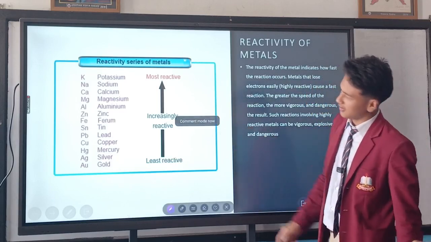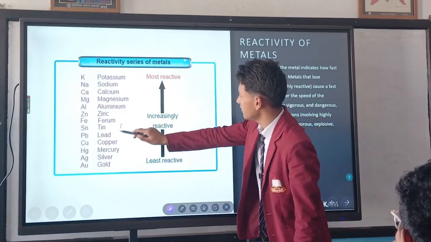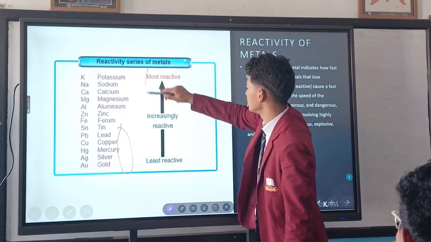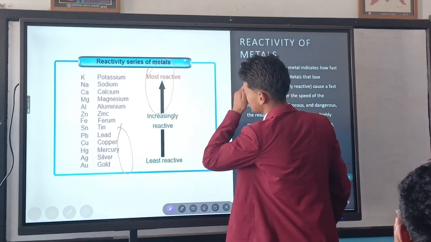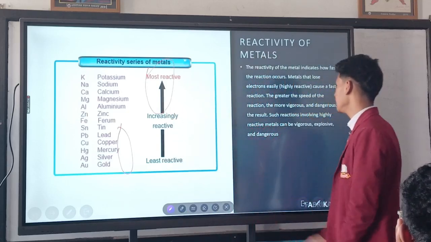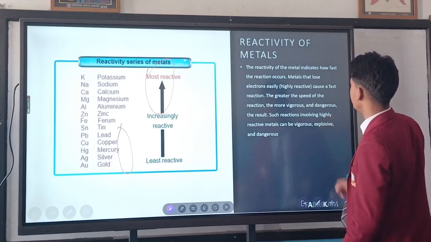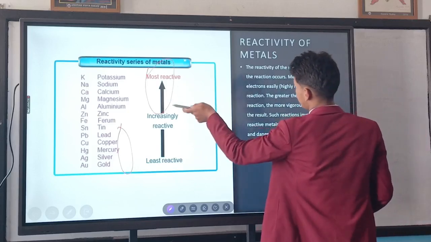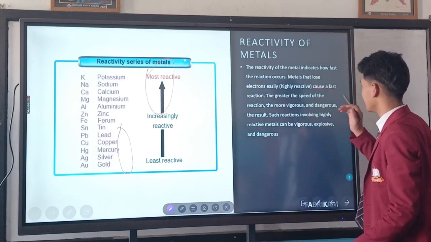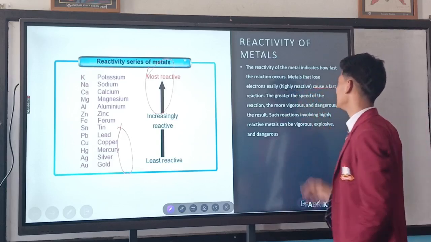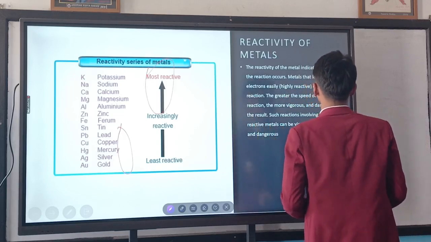As you can see in the figure, the reactivity series of metals is shown here, from the least reactive to the most reactive. The most reactive are very highly reactive because metals that lose electrons easily cause a fast reaction.